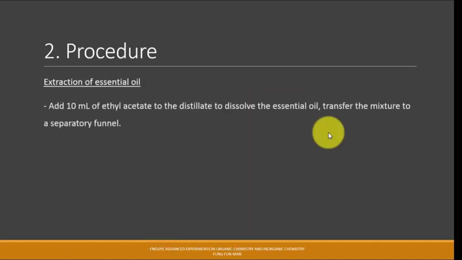Now for the extraction of essential oil, the next part of the steps in this experiment, you have to add 10 ml of the EA to the distillate to dissolve the essential oil, and then transfer the mixture to a separatory funnel for extraction. Some people ask, oh, I accidentally added more than 10 ml, 15, is it okay? Just think about it. What is it used for?